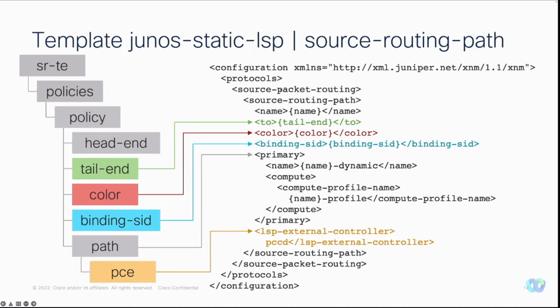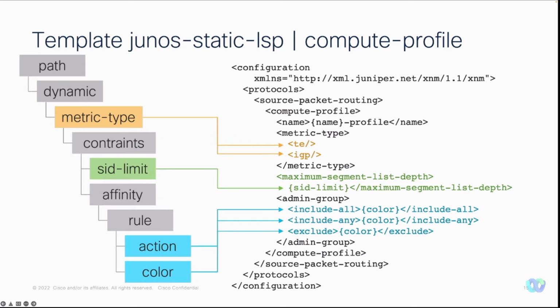So everything needs to go under source routing path, and then these mappings are all fairly straightforward, really. The interesting one here is the PCE. So if you want to delegate to the PCE, we need to make sure this LSP external controller is set to PCCD. And then with your path, if you're creating a dynamic path or you're wanting to do any constraints, then on Juniper, you need to create a compute profile. So part of the template has that as well. It'll create a compute profile and then, again, just map the relevant parameters from the service model.